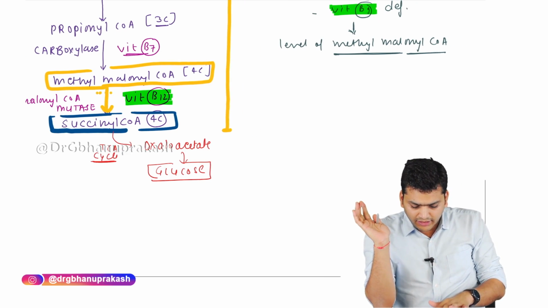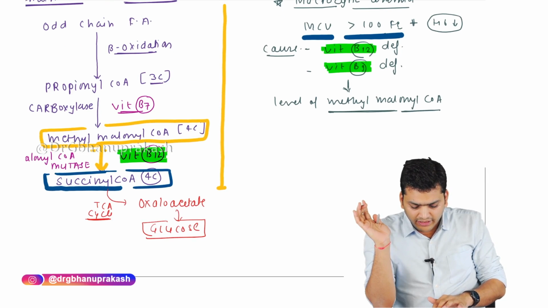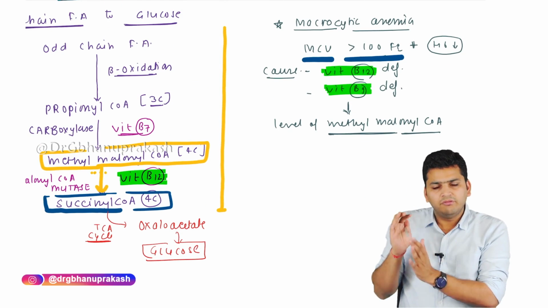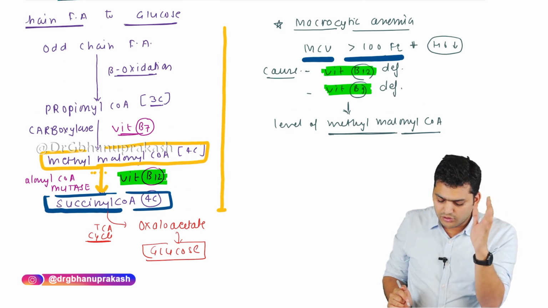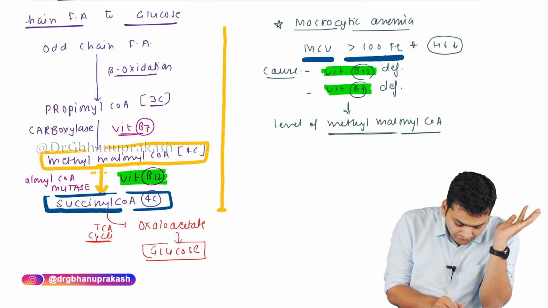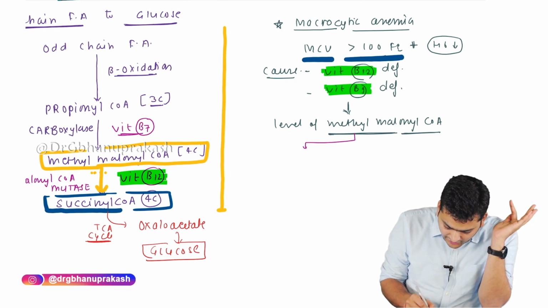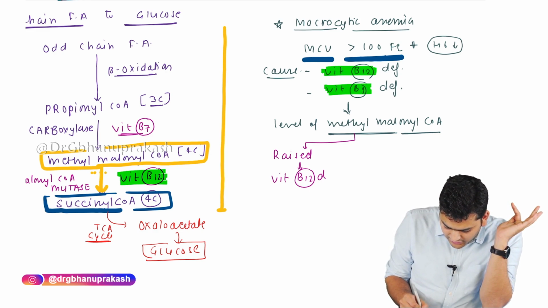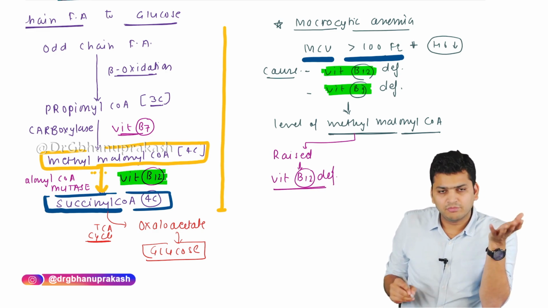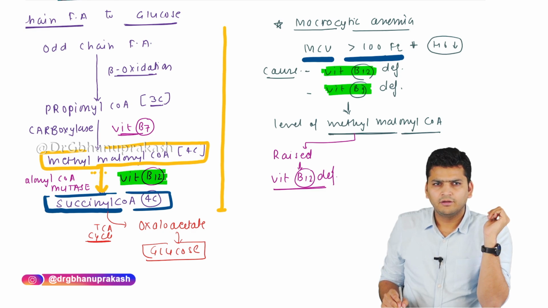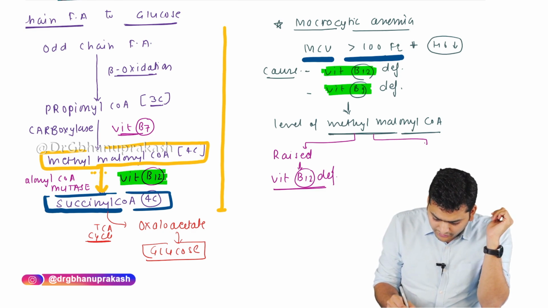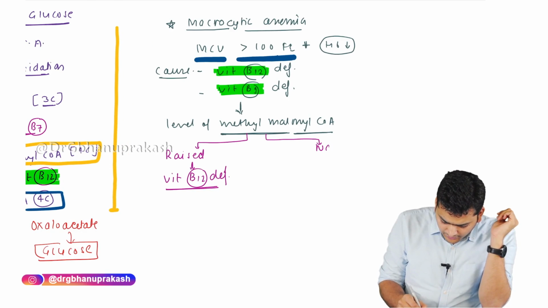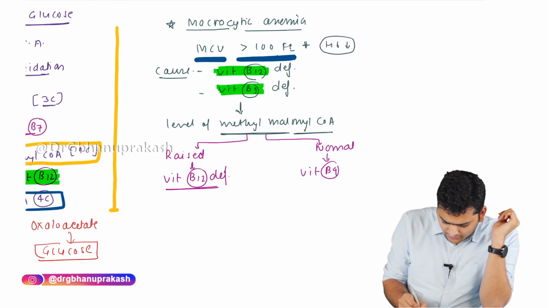So to differentiate a patient of macrocytic anemia, whether it is a B12 deficiency or B9 deficiency, you will check the level of methylmalonyl CoA. If the methylmalonyl CoA level is raised, then you will say it is vitamin B12 deficiency, because this reaction is not going to happen and the methylmalonyl CoA will accumulate. And if the methylmalonyl CoA level is normal, then it can be because of vitamin B9 deficiency.